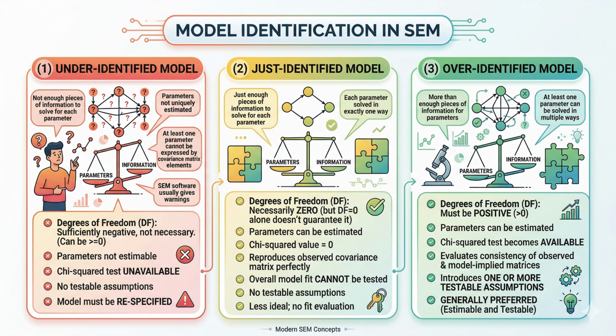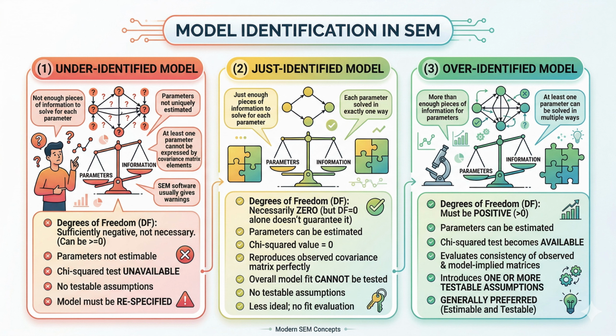An overidentified model arises when there are more than enough pieces of information to solve for the parameters, meaning at least one parameter can be solved in multiple ways in terms of elements of the population covariance matrix. These models require the degrees of freedom to be positive, although having positive degrees of freedom is not sufficient to ensure overidentification. Parameters can be estimated, and importantly, the model introduces one or more testable assumptions.